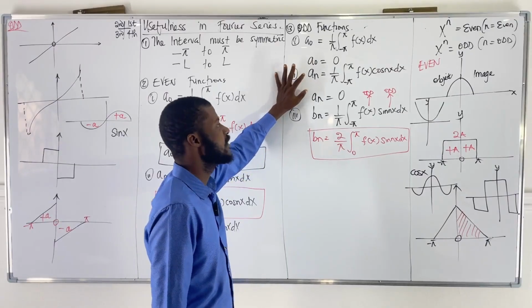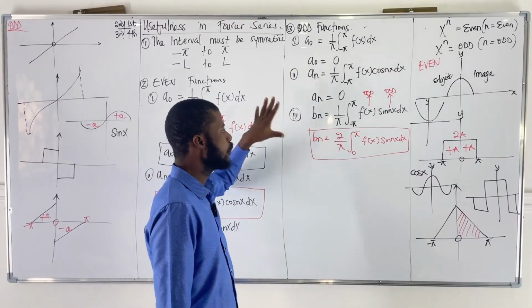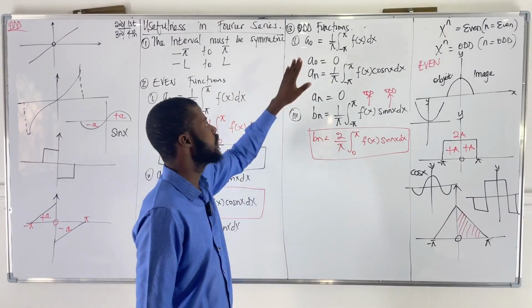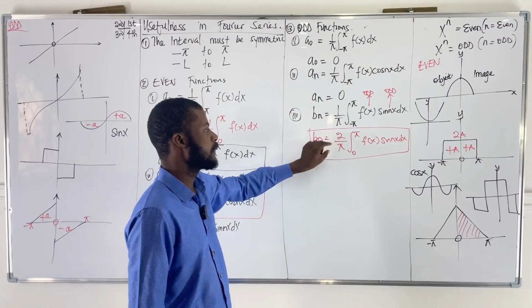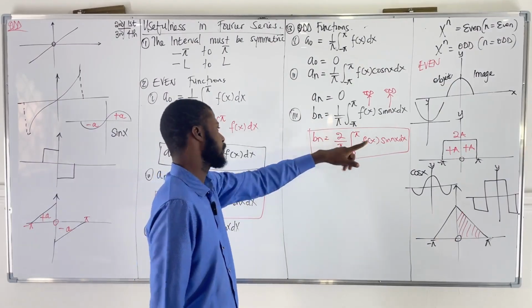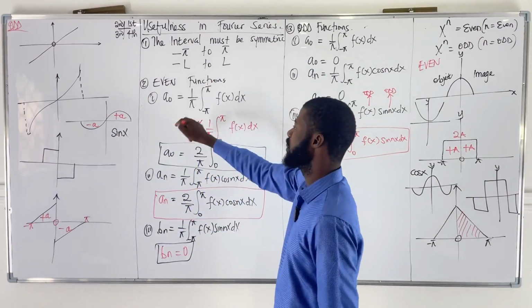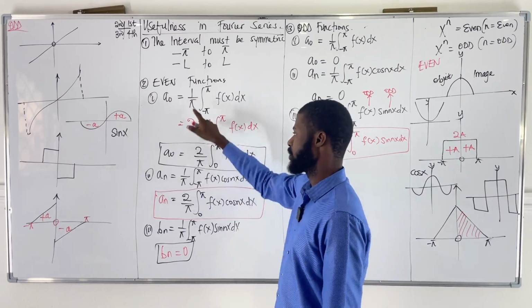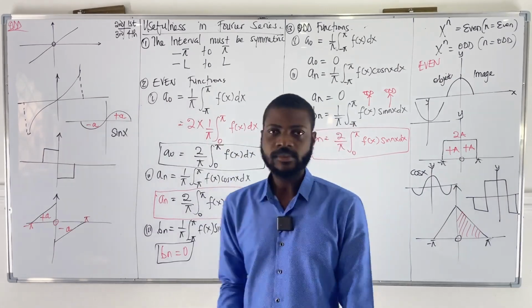So that is why it is very, very important that you know when a function is even or when it's odd, and what you have to find. If the function is odd, you're only looking for b sub n, and this formula can be used as a shortcut for you. Then if a function is even, the only thing you need to find is a naught and a sub n, and these formulas will shorten things for you.